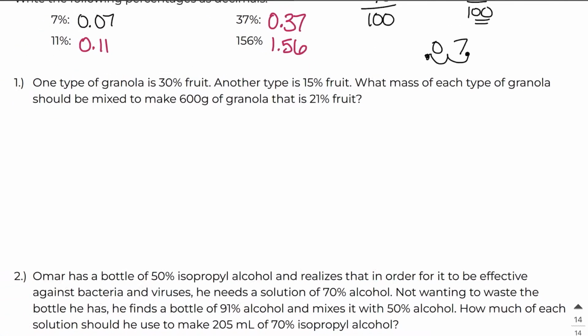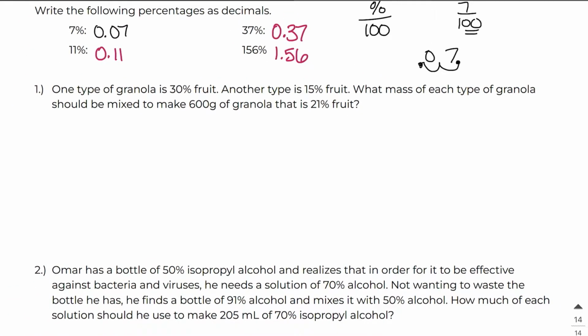In question number 1, it tells us that one type of granola is 30% fruit. I'm going to write that down and highlight it because that's important. Another type is 15% fruit. I want to know what mass of each type of granola should be mixed to make 600 grams of granola that is 21% fruit.